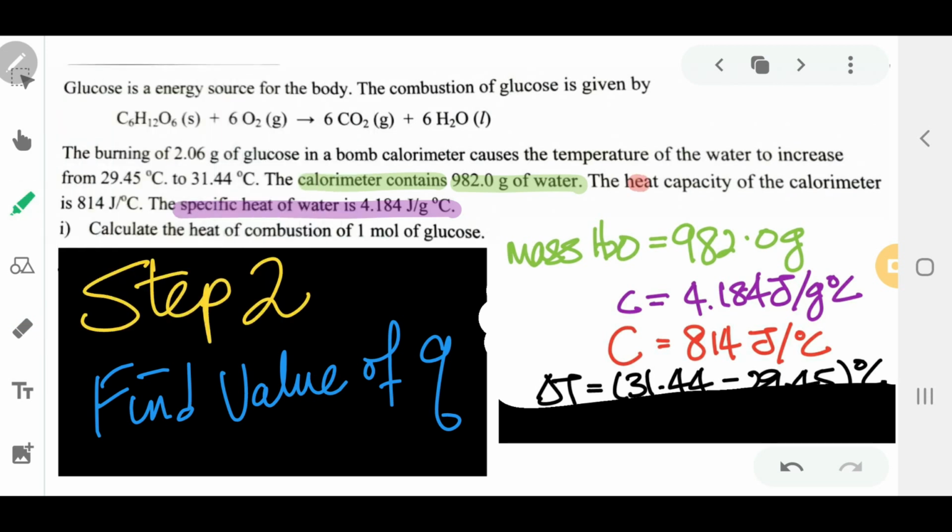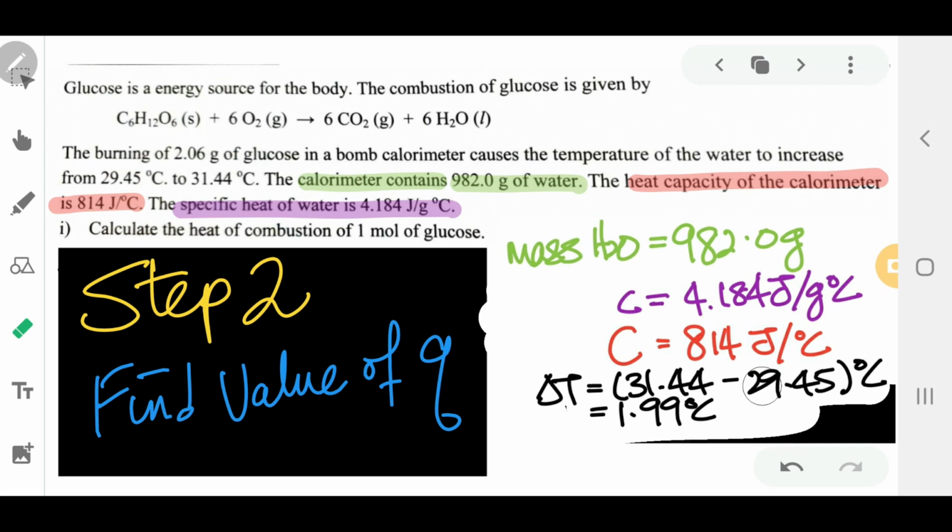You have the heat capacity of the calorimeter, which is 814. And when you look at the temperature change, you have it from 29.45 degrees Celsius increased to 31.44 degrees Celsius. Okay, so the delta T, or change in temperature, would be 1.99 degrees Celsius.